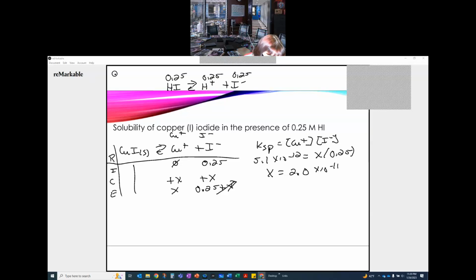Okay, so that's my solubility of copper 1 iodide. So remember that this is in moles per liter. If I wanted to figure out what it is in grams per liter, I would need to multiply this by the molecular weight of that CuI. Now, it didn't ask me for that, so I'm not going to do it, but that's how that would happen.